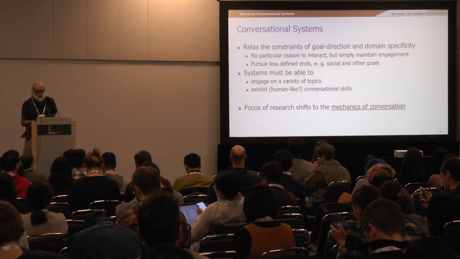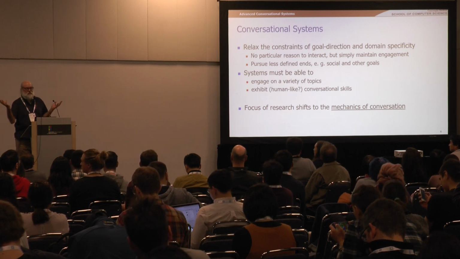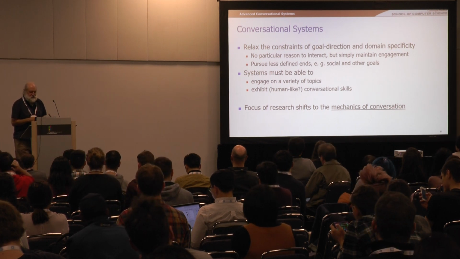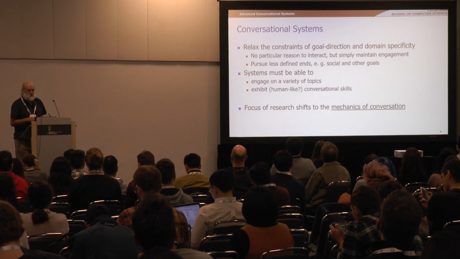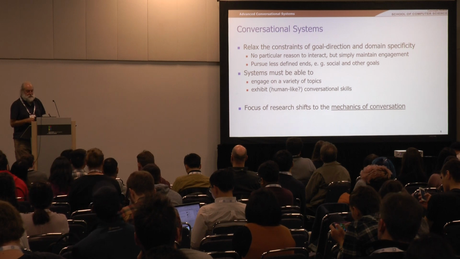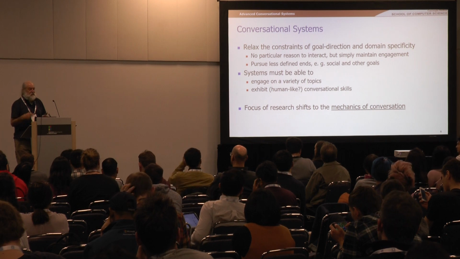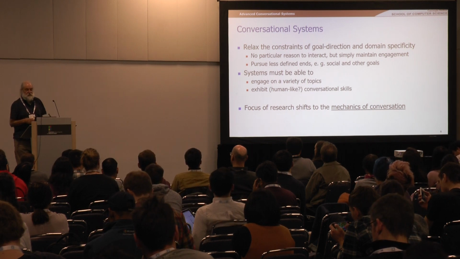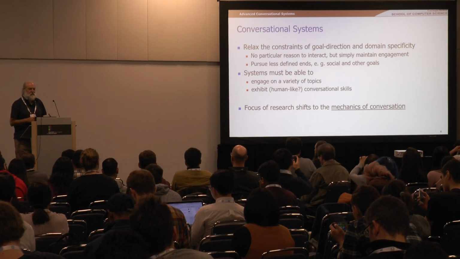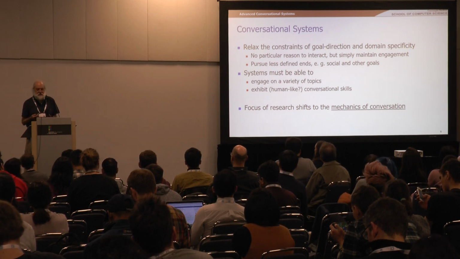So just to recap, these systems actually have no particular goal or particular reason to interact with you. They're just there to have a conversation, and it's hard to define exactly what would be going on. But it also presents some problems. You have to be able to engage in a number of topics, and you have to have human-like conversational skills, if you will.